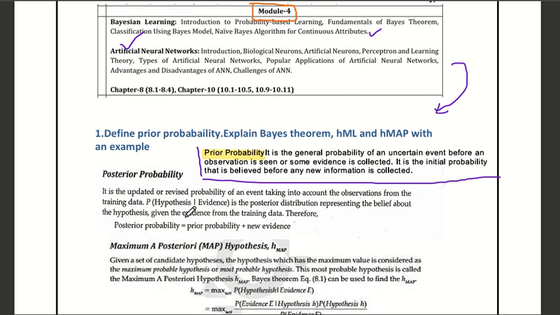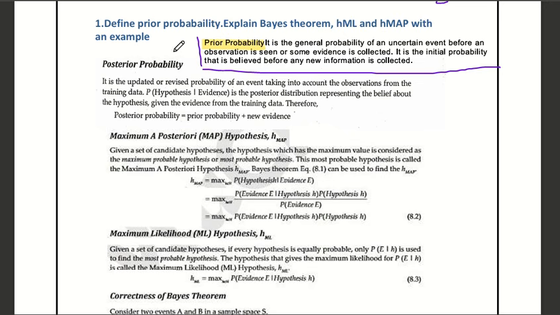Okay, the first question is, define prior probability, explain Bayes theorem, HML and HMP with an example. So you need to define the prior probability. The prior probability is the general probability of an uncertain event before an observation is seen or some evidence is collected. That is P of H. So it is the initial probability that is believed before any new information is collected.